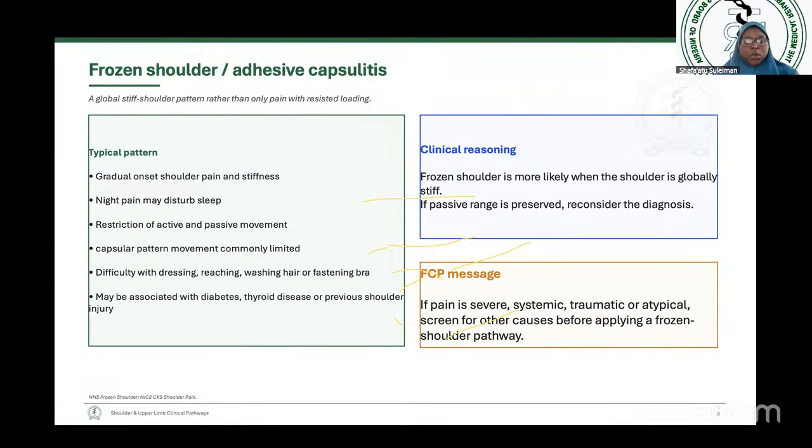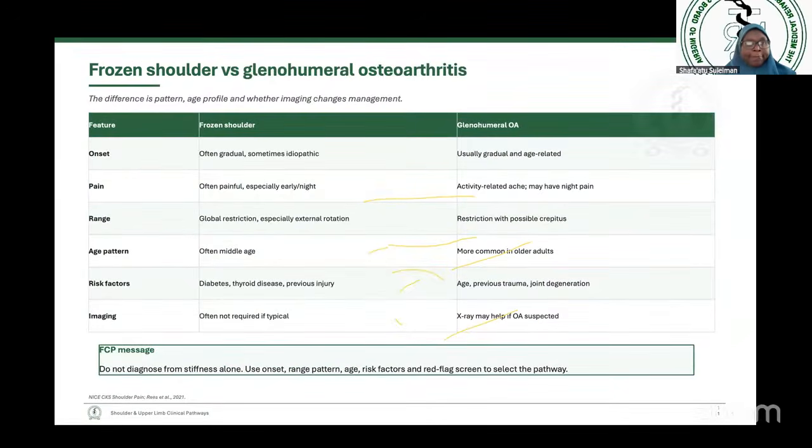Sometimes patients can also report this, and it may be associated with other comorbidities like diabetes, thyroid diseases, or previous shoulder injuries. And frozen shoulder is more likely when the shoulder is globally stiff. If passive range of movement is preserved, then we would reconsider the diagnosis. The message here is if pain is severe, systemic, traumatic, or atypical, then although there is stiffness, we need to screen for other causes before applying a frozen shoulder pathway.